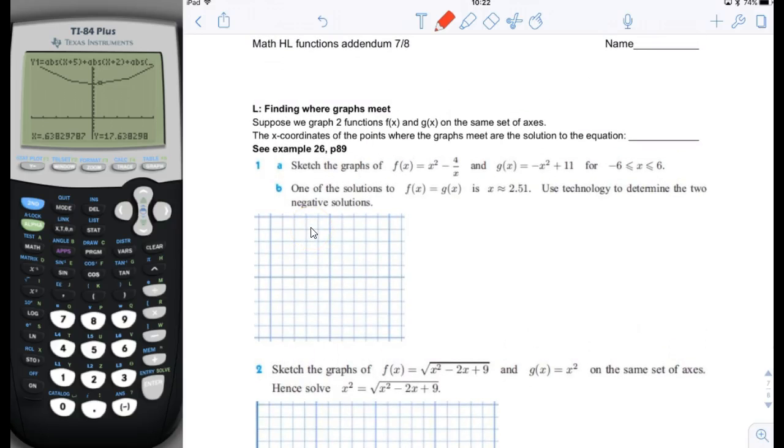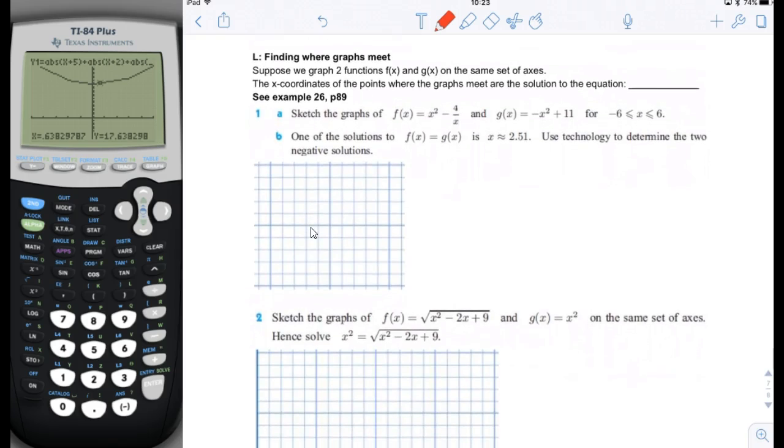Page 7 of HL Functions Addendum. Here we're going to use the calculator to graph more complex functions and find their intersections. Make sure you know how to do that.